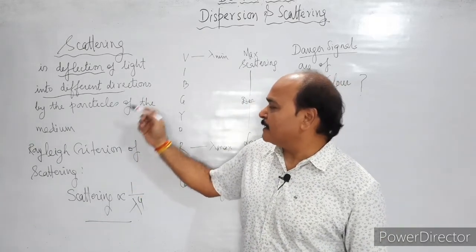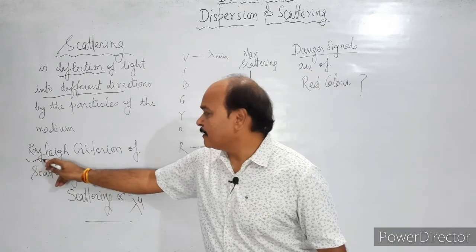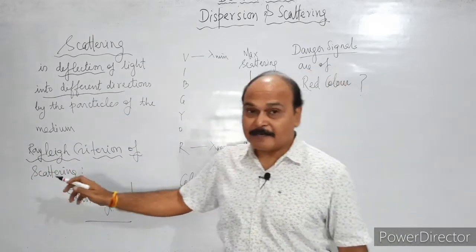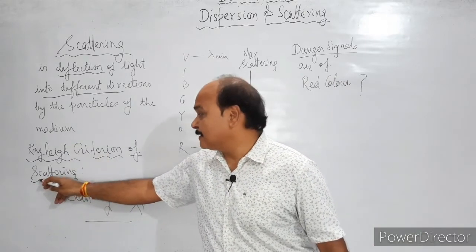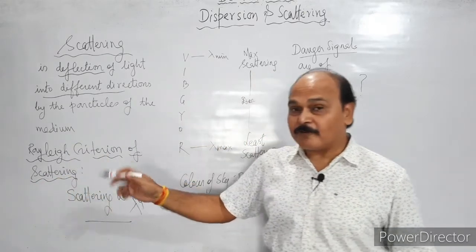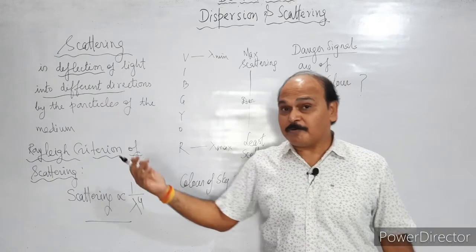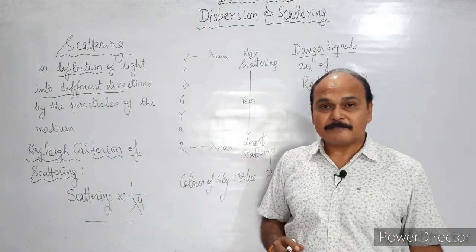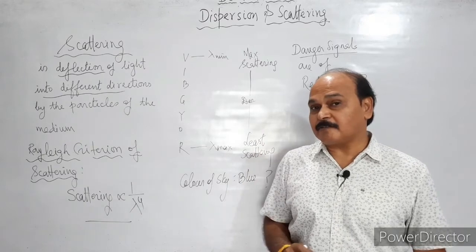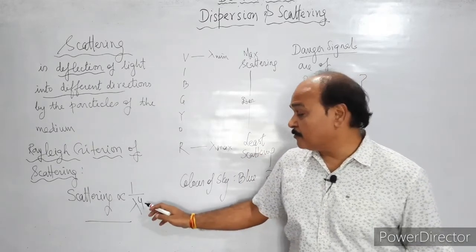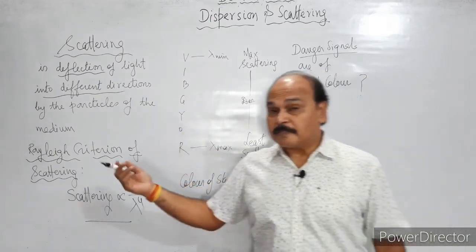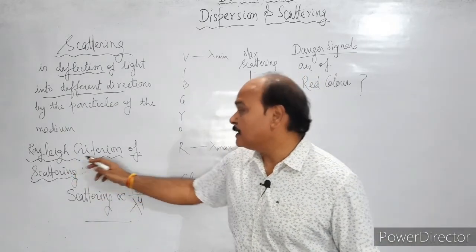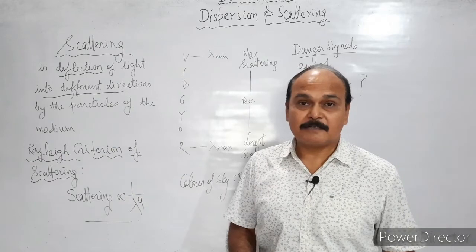Well, there was a scientist, Rayleigh, who studied this phenomenon in detail and stated that the scattering of light is inversely proportional to the fourth power of wavelength. Scattering of light by the particles of the medium is inversely proportional to the fourth power of the wavelength of the light, and this is what is called the Rayleigh criteria of scattering.